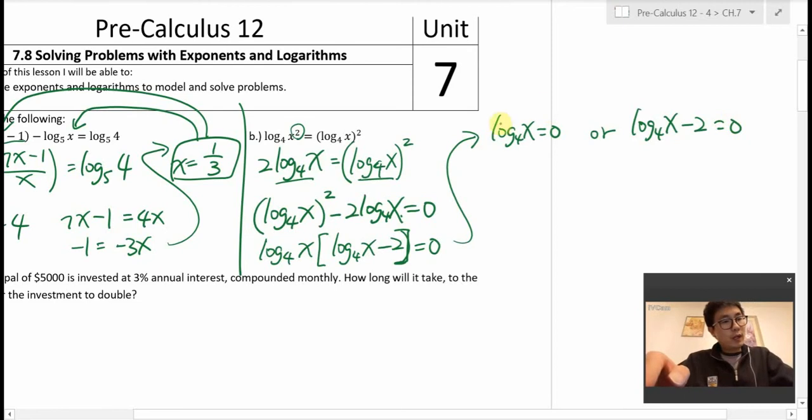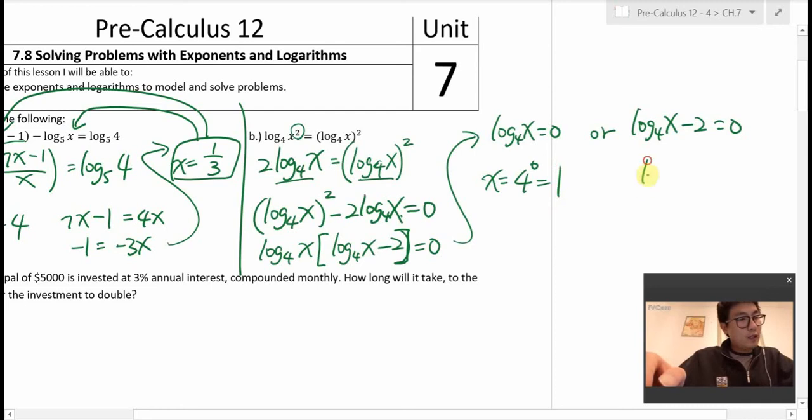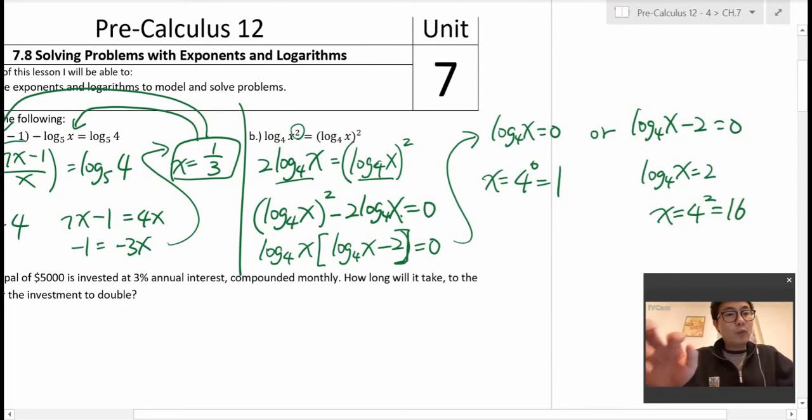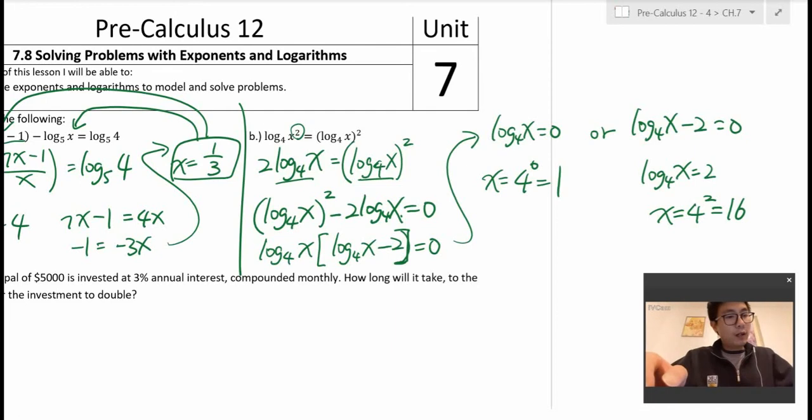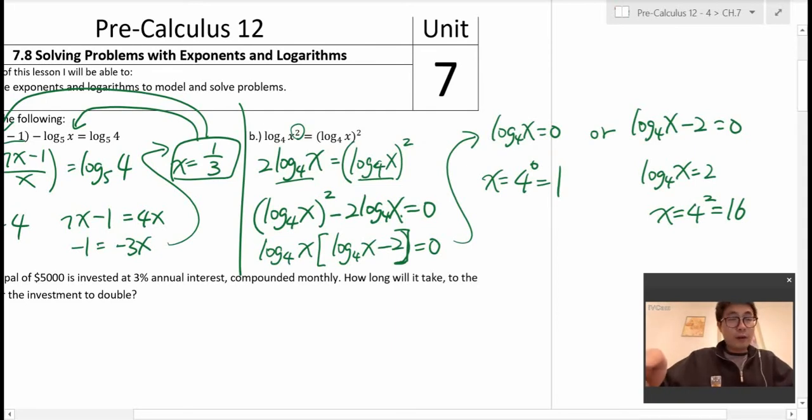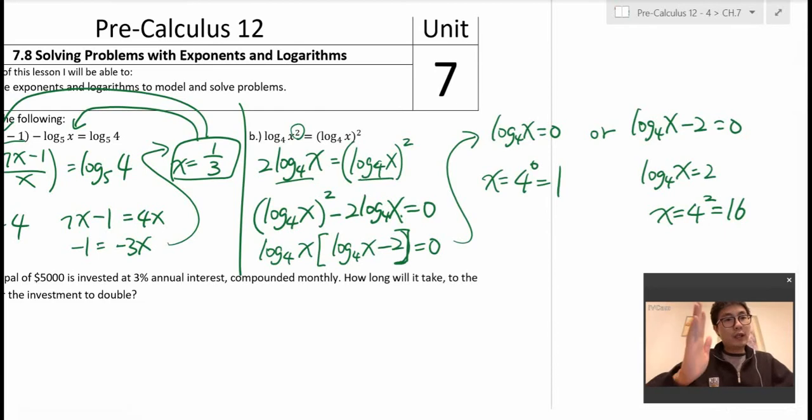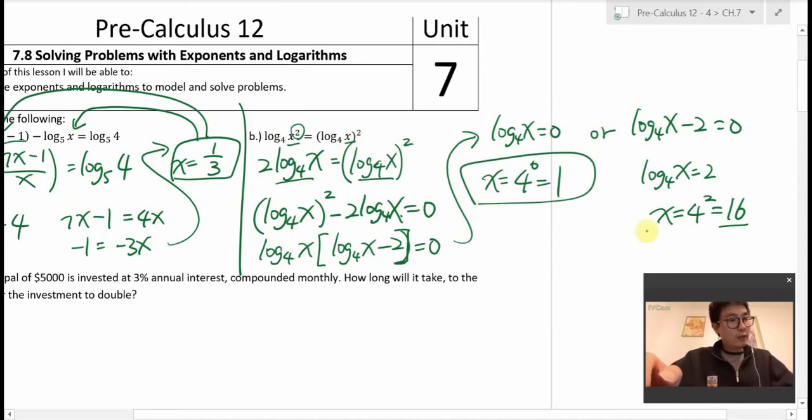In this case, x would simply be 4 to the power of 0, which is 1. In this case, you get log base 4 of x equals 2. Therefore, x equals 4 squared, and that is 16. Then again, we can plug these two values back into the original equation. Plug in 1 into x there. There's nothing wrong. We can evaluate log of 1. That's not a problem. It's just not negatives nor 0. We can plug in 16 into x here, and again, that's fine. So we have our solutions: x equals 1 and x equals 16.